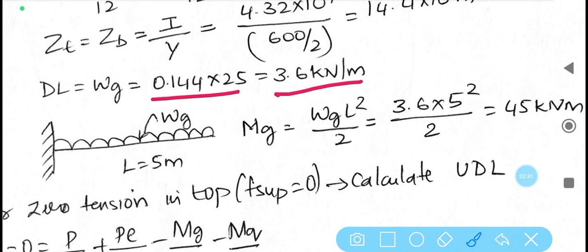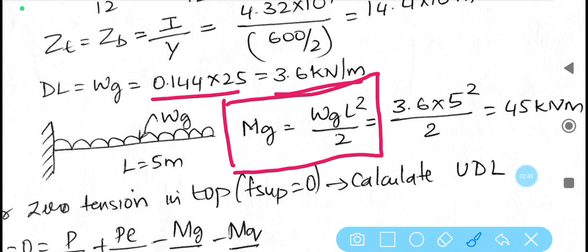And next, the bending moment. Since it is a cantilever beam, the maximum bending moment is given by WL square by 2. Here in this cantilever beam, the bending moment is always maximum at the support. So this is the support, the other end is totally free. So the bending moment is maximum at the support and it is given by WL square by 2. Whereas in the case of simply supported beam, the bending moment is maximum at the central span. So we need to be careful in this concept and even the formulas as well.